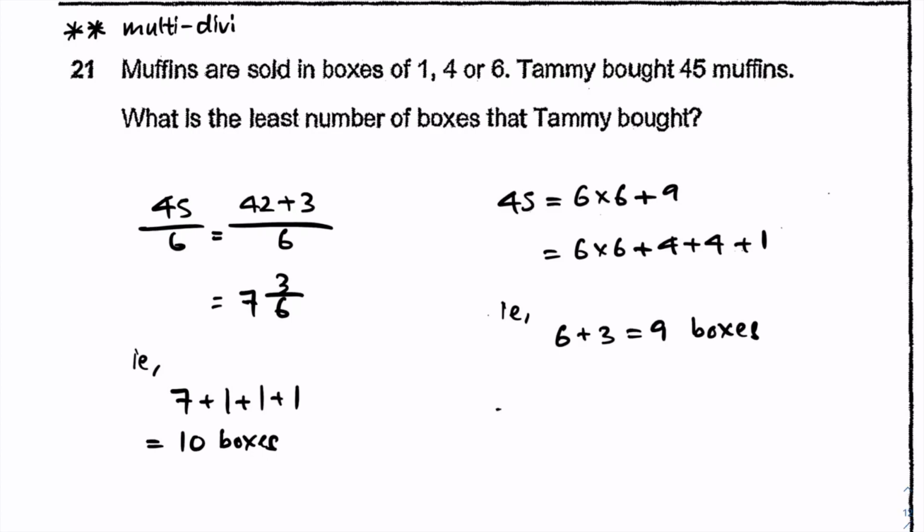So let's try another combination. 45 is made up of 6 sixes and 9, so 36 plus 9. Okay, so I'll need 6 sixes, 6 boxes of 6. What about this 9 over here? I can buy 2 boxes of 4 and 1 box of 1. Now that's a total of 6 boxes plus 3 boxes here. Box of 4, box of 4, box of 1. Hey, I've got fewer than 10 boxes. I've got 9. So the answer is therefore 9 boxes.